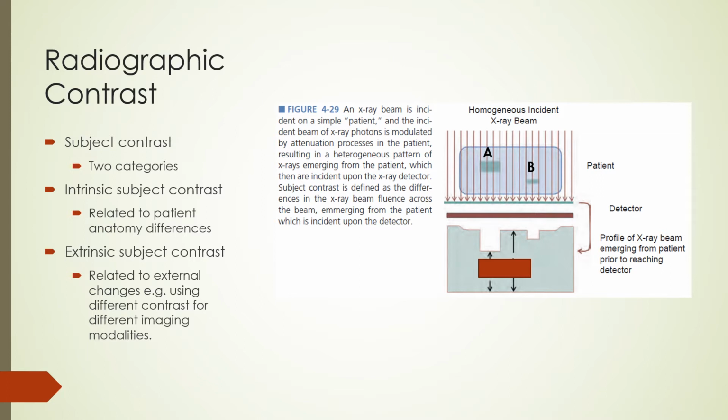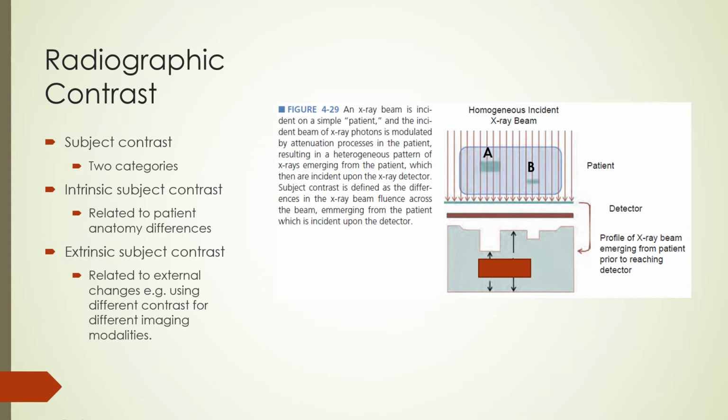Factors affecting subject contrast can be classified as intrinsic and extrinsic. The intrinsic component of subject contrast relates to the actual anatomical or functional changes in the patient's tissues, which give rise to contrast. That is, the patient arrives at an imaging center with intrinsic physical or physiological properties that give rise to radiographic contrast. An example would be ribs in contrast to lung tissue.